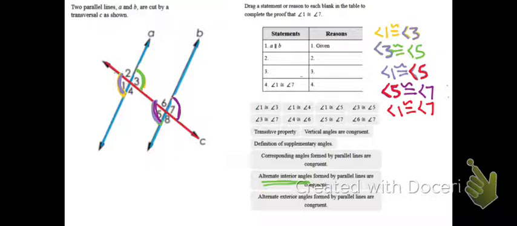So this would work as well, but this would take 1, 2, 3, 4, 5 steps. So for this state test question, you couldn't use this pathway to prove angle 1 is congruent to angle 7. You're not going to use this reason because it would take too many steps, and it doesn't fit into the table that they're giving us here to use.